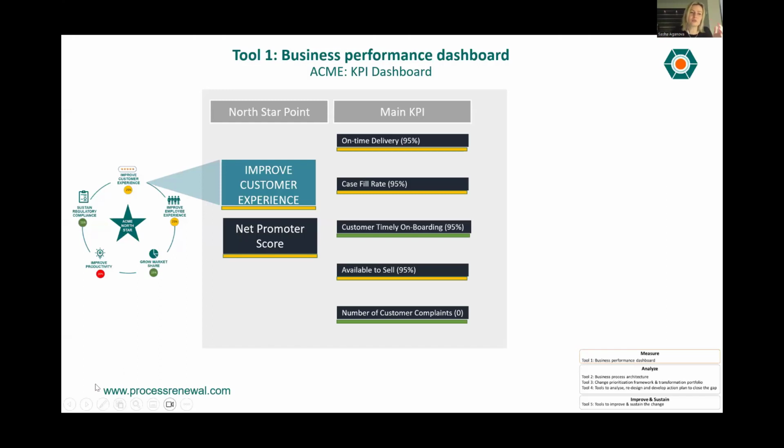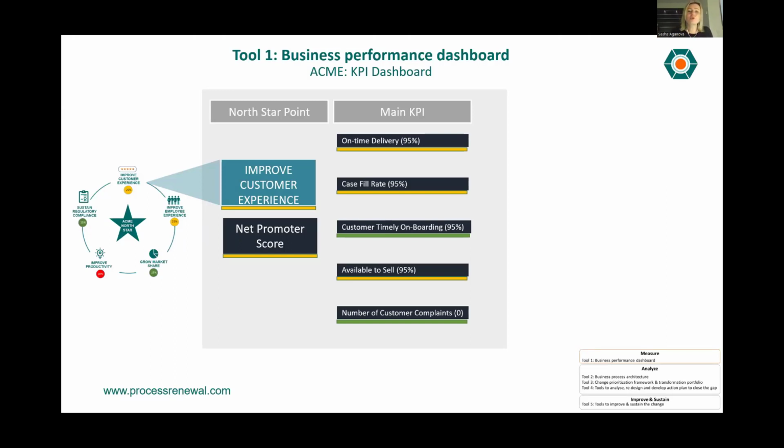So if I'm taking you back now to the North Star, and let's say the top one was improve customer experience. How do we know how well we're doing? Well, for this organization in particular, their key indicator was a Net Promoter Score. But we also know that this Net Promoter Score is affected by the main KPIs that you see in the next column. For them, it is on-time delivery, case fill rate, customer timely onboarding, availability to sell, and number of customer complaints. And you see in the brackets here also the target.